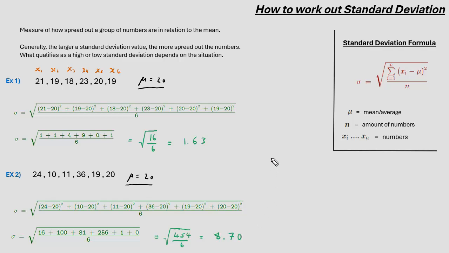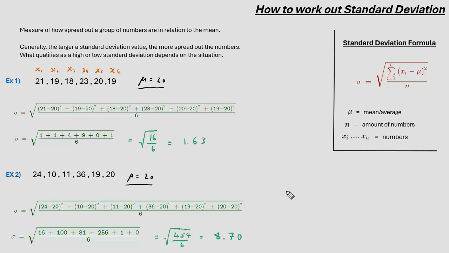So what we can see is 2 lists of 6 numbers, both with the same mean average, but these numbers are very close together around their mean of 20, hence a low value for the standard deviation of 1.63. Whereas in example 2, the mean is 20, but the numbers are a lot more spread out, going as high as 36 and as low as 10. Hence the same formula gives us a higher value for the standard deviation of 8.70.